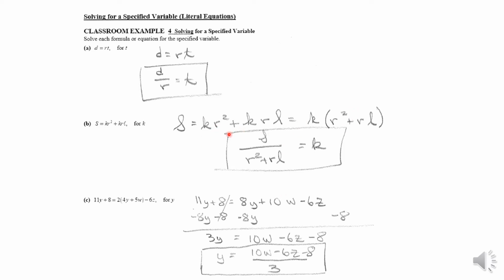Here the solution involved factoring out the k, and then I divide both sides by the whole of r squared plus rl, and so that would be my answer. I also write a script s because my s's look like 5s. So ask questions either in guided study group, the Learning Commons, or in class if you're not doing well on these problems.